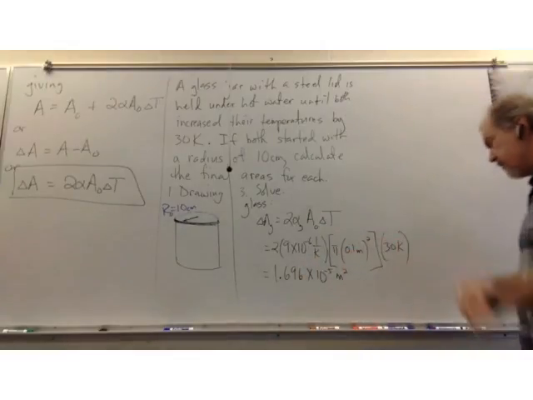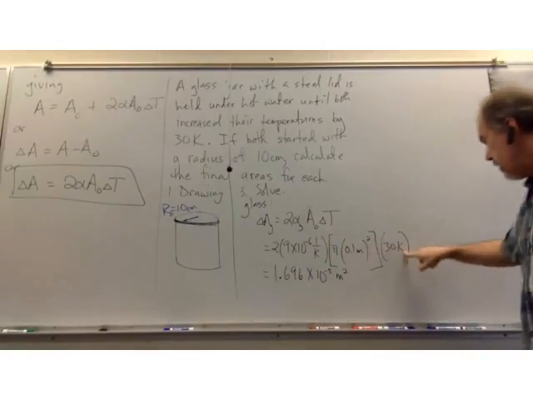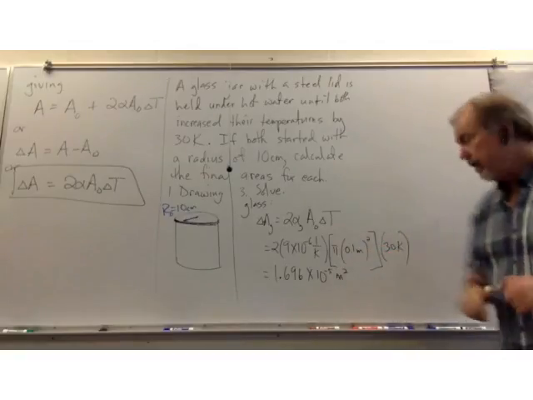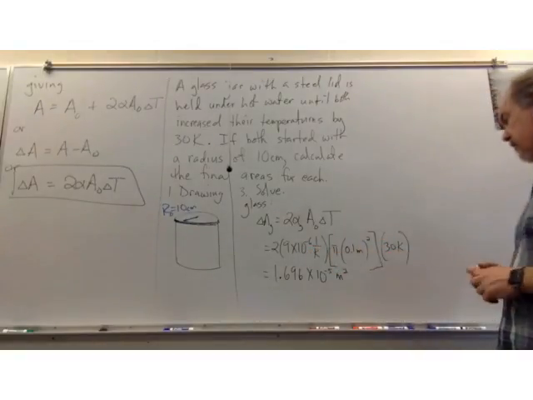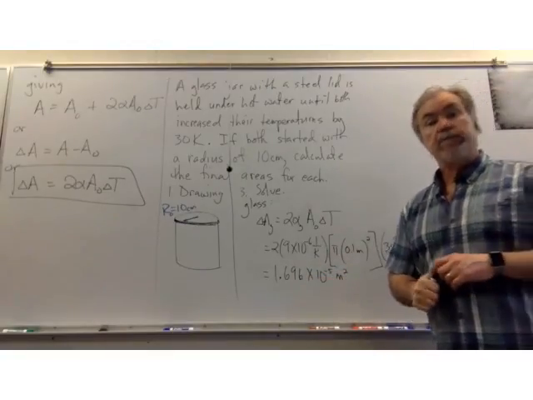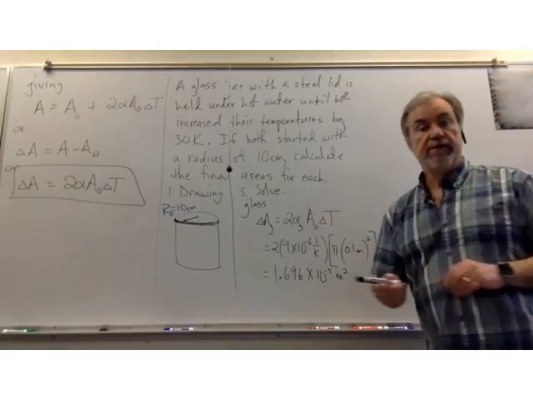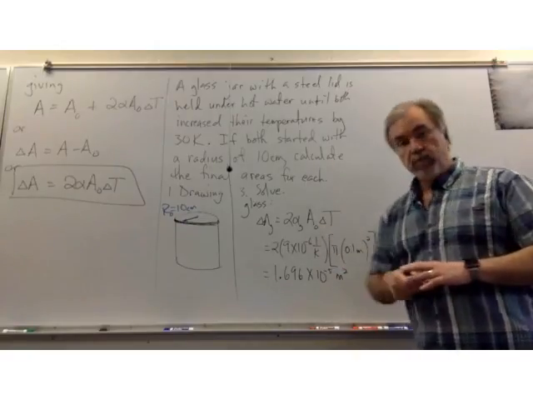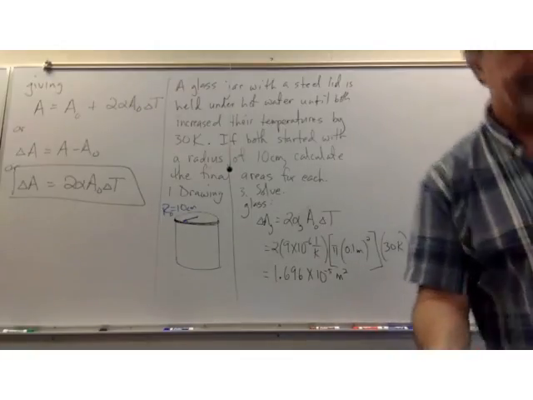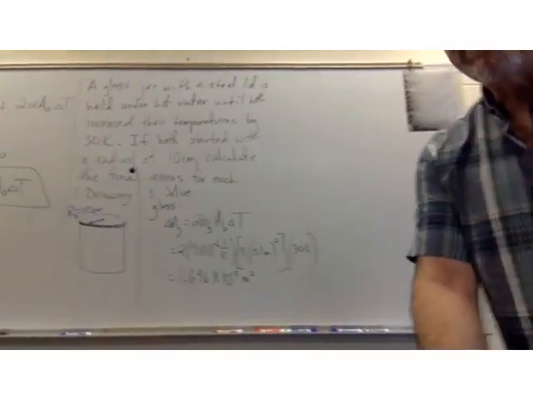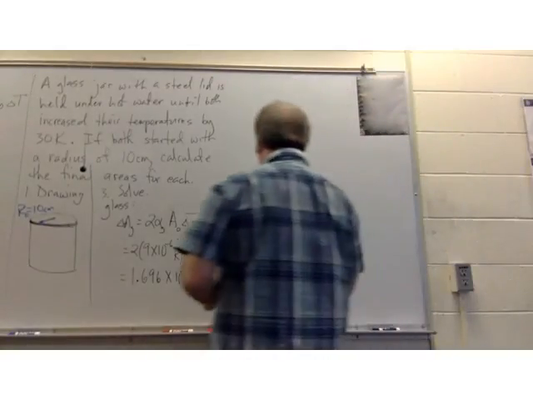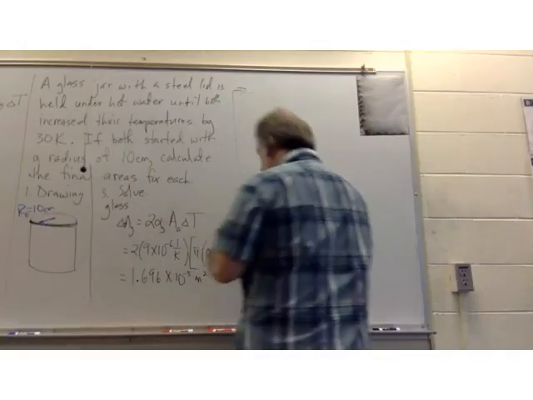Let's take a quick look at our units. 1 over Kelvin times Kelvin, the Kelvins divide out, so we're left with meters squared, sure enough. Okay, good. So I plugged in those numbers, and you might be surprised at the number of decimal places that I wrote here, but remember, these values are very small, and so we'll take 3 decimal places just so we don't miss anything. Whether I can actually defend all 3 of those decimal places is a worthwhile question, but in any case. Okay, so that's the glass.